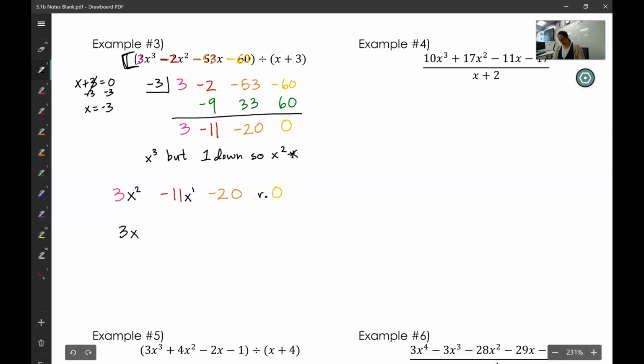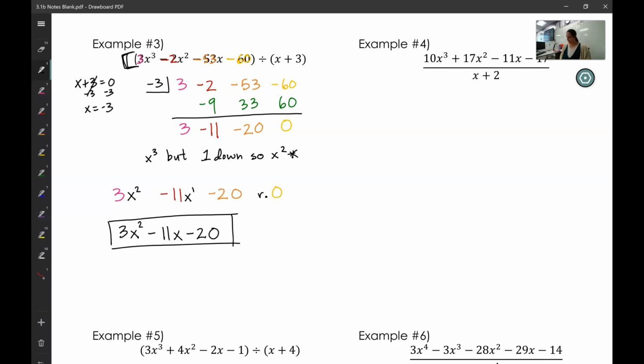So I write out 3x squared minus 11x to the first. I don't really need that first there. Minus 20. Now, I don't have a remainder this time, so I don't need to do the fraction part. So I'm done. That's it.